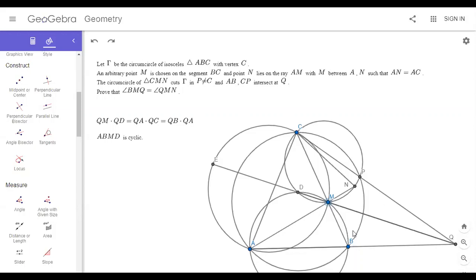Have we used that AN is equal to AC? We've never used that fact. That has to come into play, right? Inversion bash. What would we invert? I'd rather not do too much of a bash here because I feel like we're very close.